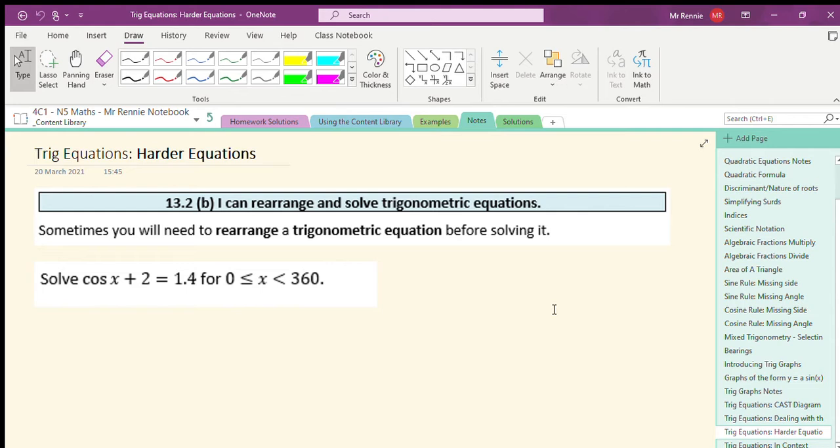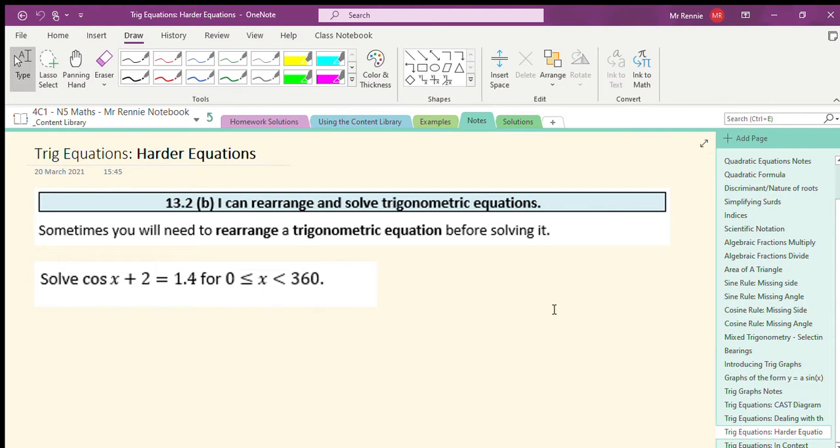So what we've seen just now, a quick recap, is solving when we've been given sin x or cos x or tan x equals a positive value, and also when it is a negative value. The problem we'll see today is when we're given equations, we need to rearrange them to get them into that form first before we can identify where on our CAST diagram our answers lie.